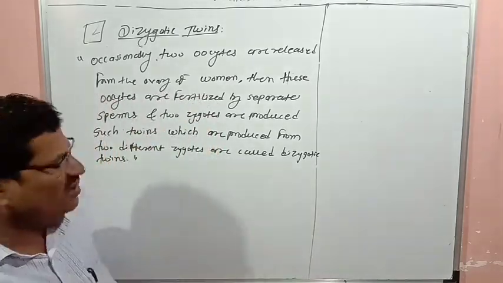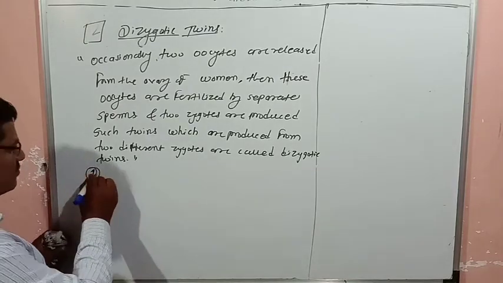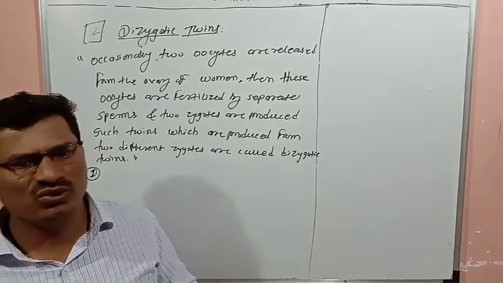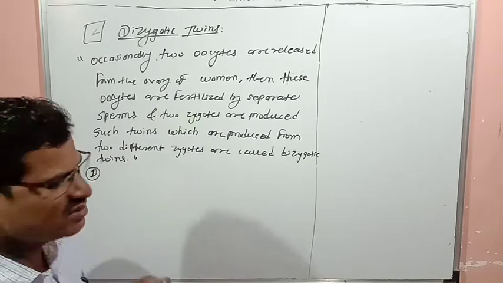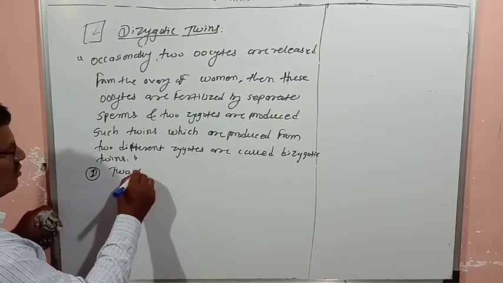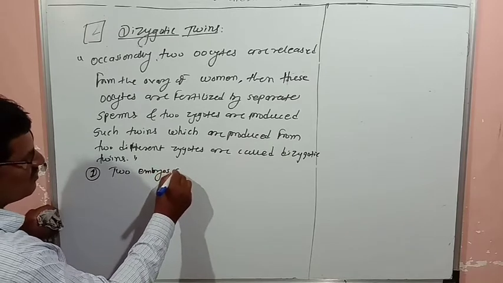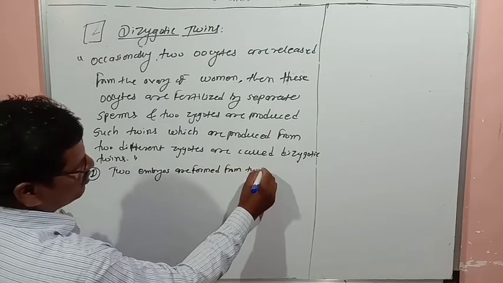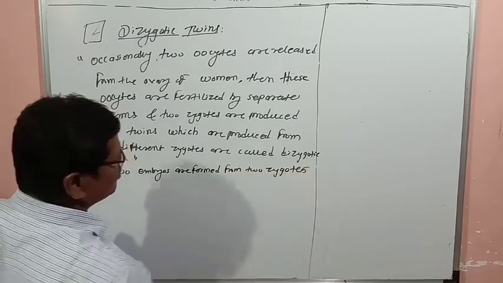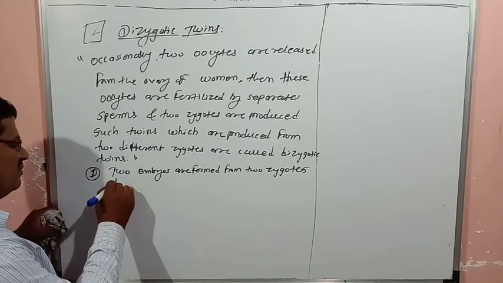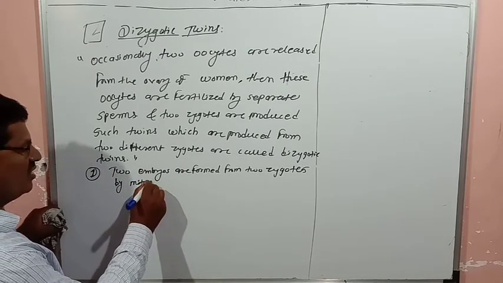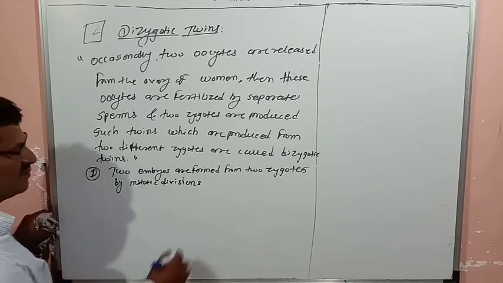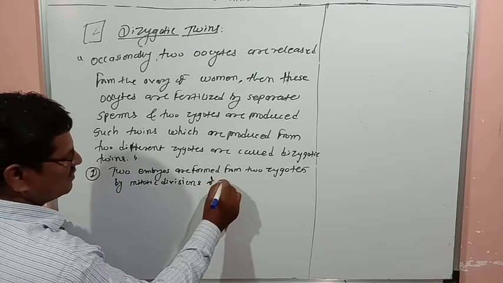Okay, so after this, some points we are going to study. First point is that two embryos are formed from the two zygotes. Two embryos are formed from the two zygotes by mitotic divisions of zygotes.